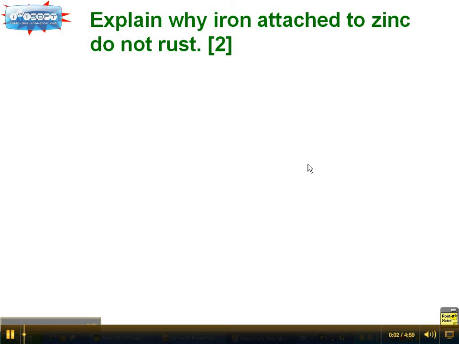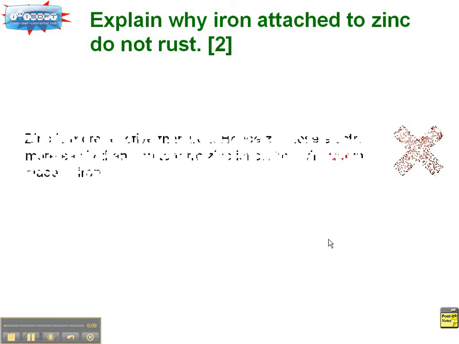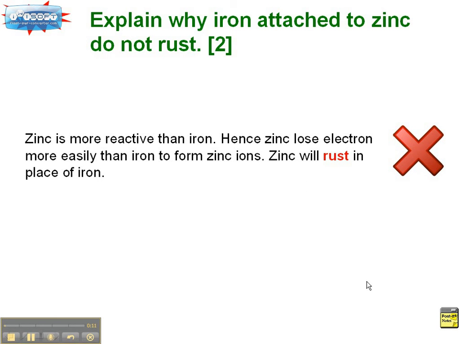Okay, explain why iron attached to zinc does not rust. 2 marks. Zinc is more reactive than iron, hence zinc loses electrons more easily than iron to form zinc ions. Zinc will rust in place of iron. Now, zinc will not rust. Zinc will corrode. You only use the term rust in the case of iron.